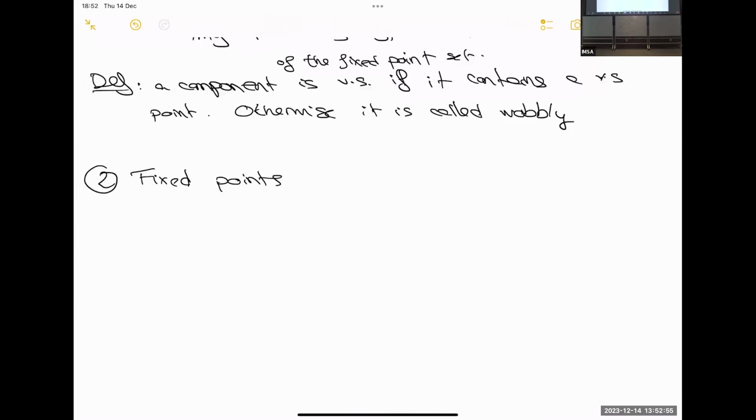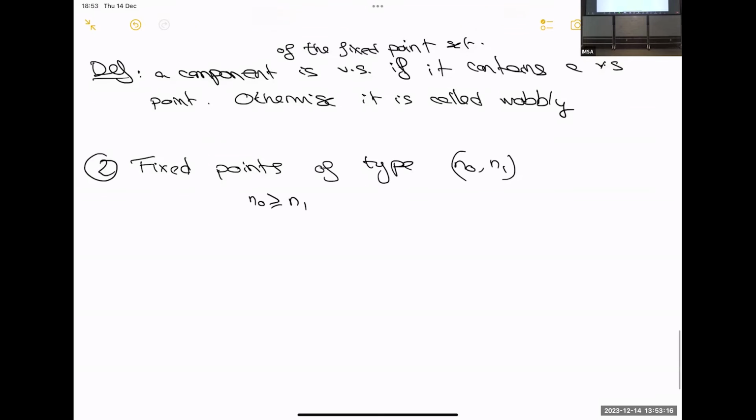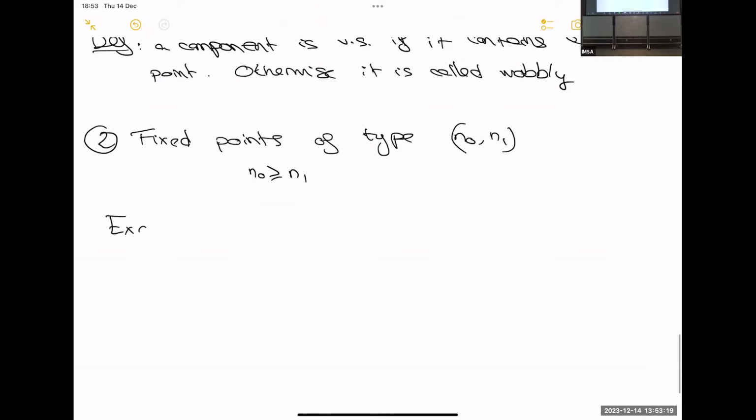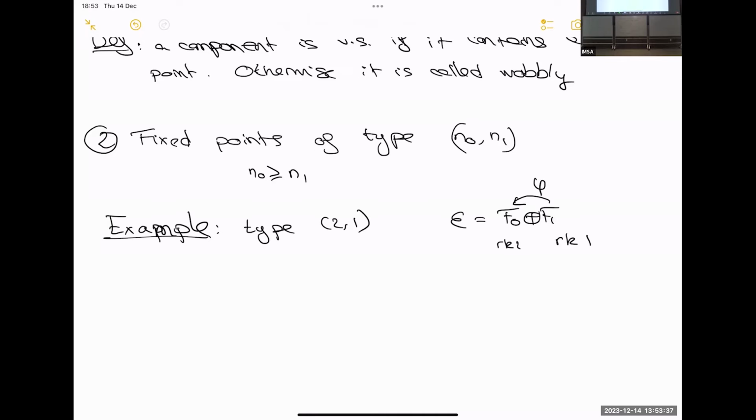So the rest of the talk, I'm going to focus on fixed points of type N0 and N1. Namely, the nilpotent order is going to be 2, and I'll assume that N0 is greater than or equal to N1, and duality allows to pass from this case to the other one. So we only need to worry about this one. So let me start with an example that also appears in the paper that I cited at the beginning. Let's take in rank 3 partitions of type 2, 1, right? So I have a fixed point of the form E0 plus E1. So this is a rank 2 bundle. This will be a rank 1 bundle, and the Higgs field maps the line bundle into the rank 2 bundle.